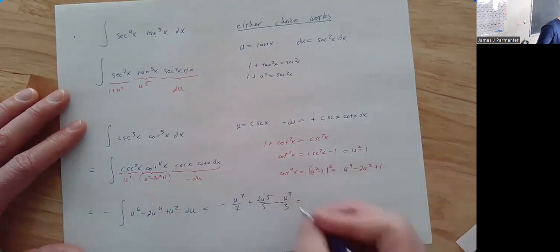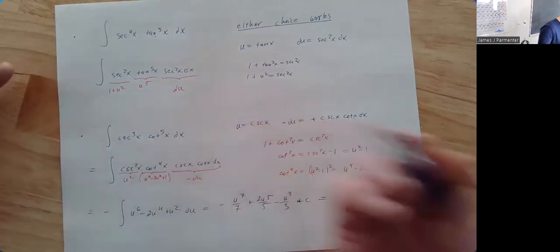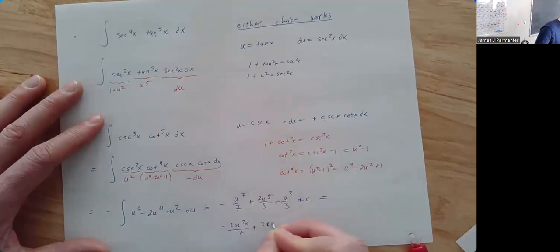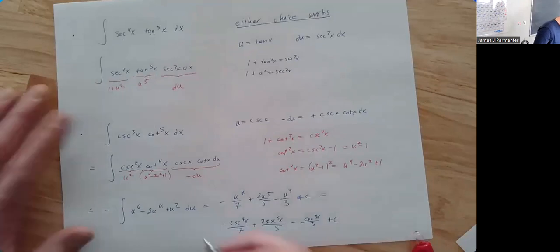And then we plug back in and we get something. We get negative cosecant to the 7th of x over 7 plus 2 cosecant to the 5th of x over 5 minus cosecant cubed x over 3 plus C. Kind of gross.